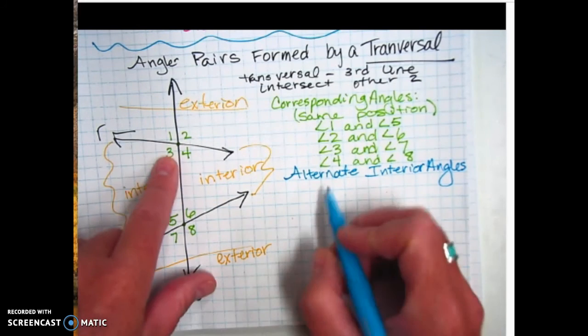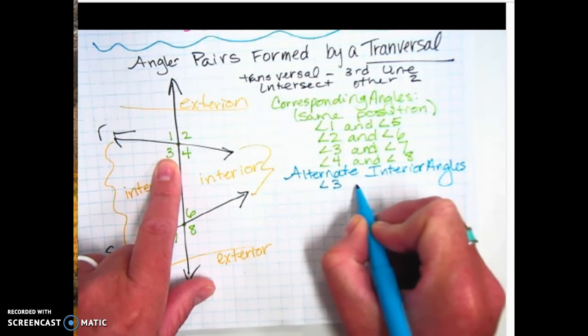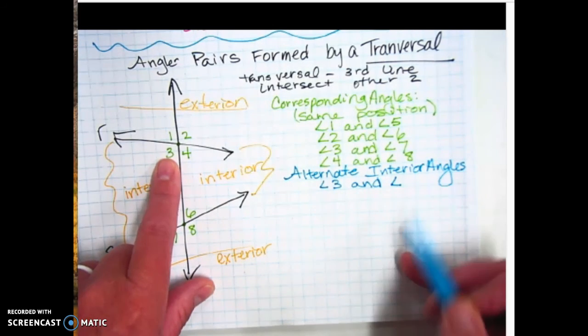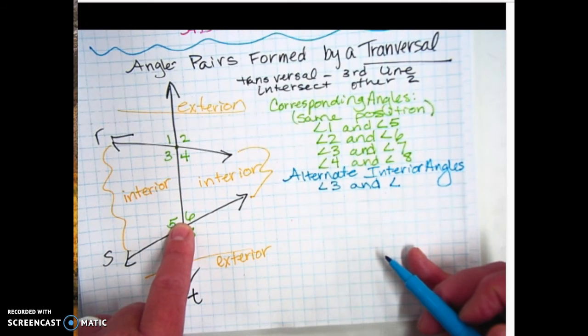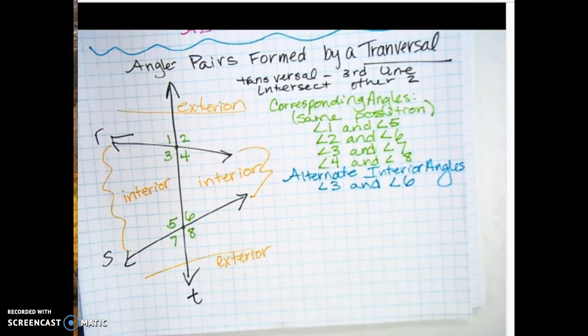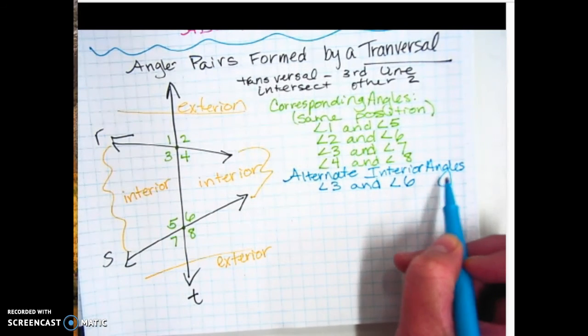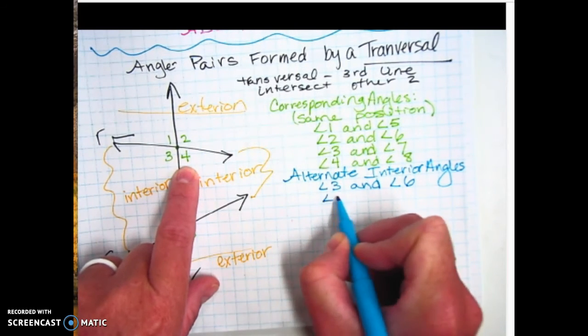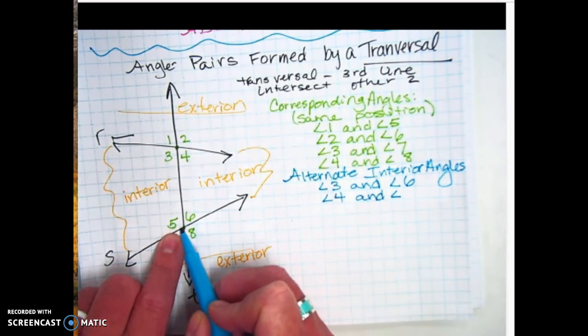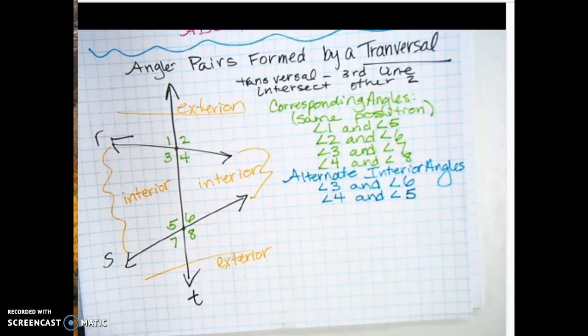Okay, so let's look at angle 3. Angle 3 and which other angle are going to be alternate interior angles? So you have to follow down the transversal, go on the opposite side. What number is there? 6. So angle 3 and angle 6 are alternate interior angles. Let's look at the other one right here, which is angle 4. So its alternate interior angle is going to be 5. And those are the only 2 pairs of alternate interior angles.